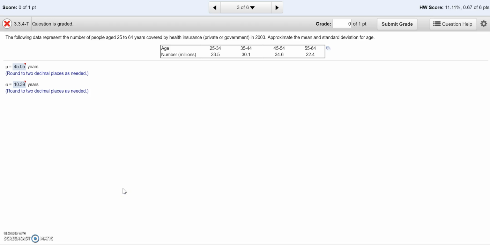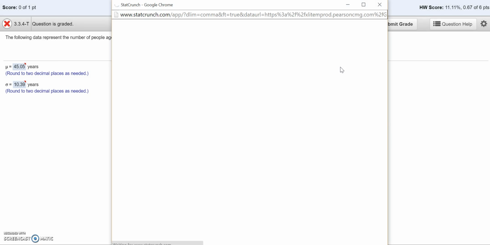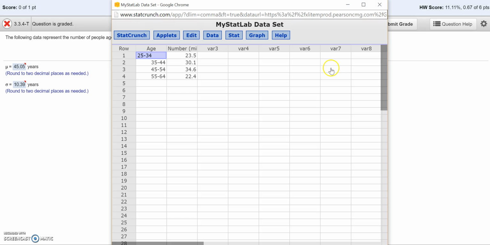Okay, this is number 3 in section 3.3. Still looking for grouped data mean and the standard deviation. The only difference from number 1 is the data pulled out is not as nice as what you have in the first question. So I just click on the StatCrunch button and pull out the data.